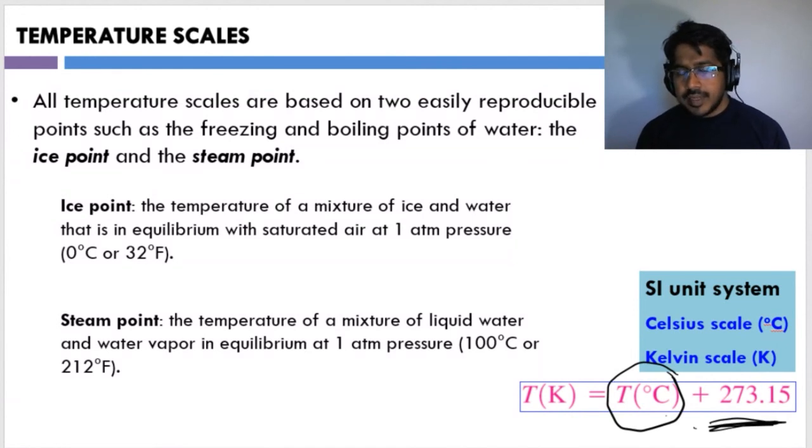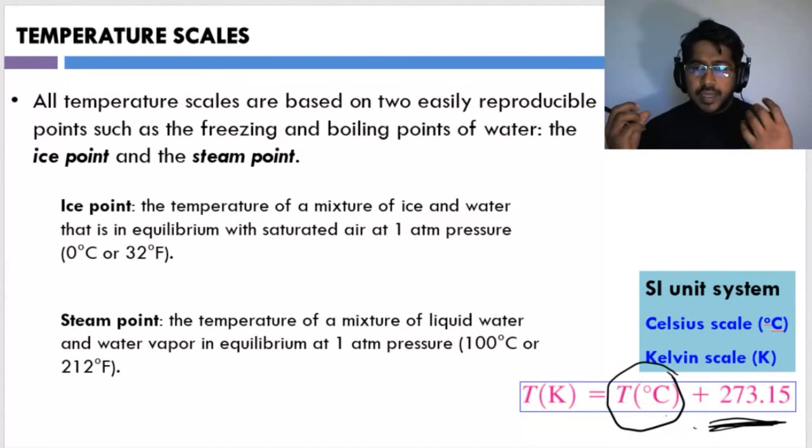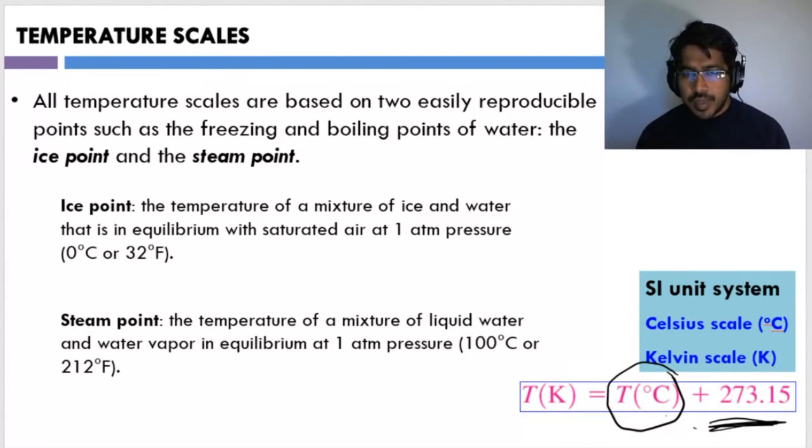So let's say somebody says the temperature at this point is 30 Celsius, and we need to know the Kelvin reading of that one. Then we can say 30 plus 273, which is 303.15, is the Kelvin reading. So if it is 30 in the Celsius scale, that is 303.15 in the Kelvin scale. Are we clear about that one?